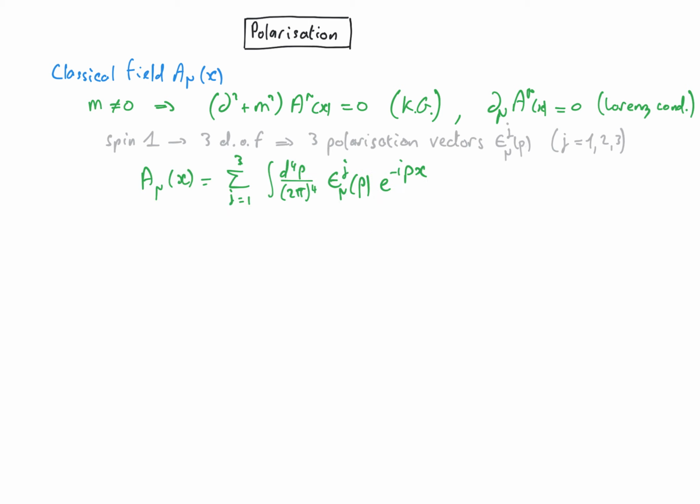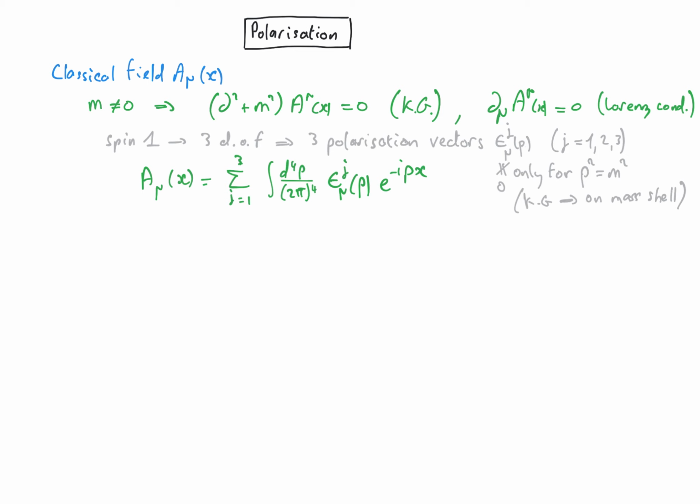So up to a normalization, these are the polarization vectors. We have 3 of them for j equal 1, 2, and 3, and there are 4 vectors. They are explicitly functions of the 4-momentum p, and in fact, because of the Klein-Gordon equation, if we substitute this expression into the Klein-Gordon equation, the only possibility is for the field to be on mass shell, so for p squared to be equal to m squared, and therefore epsilon, the polarization vectors, are 0 unless p is on mass shell.